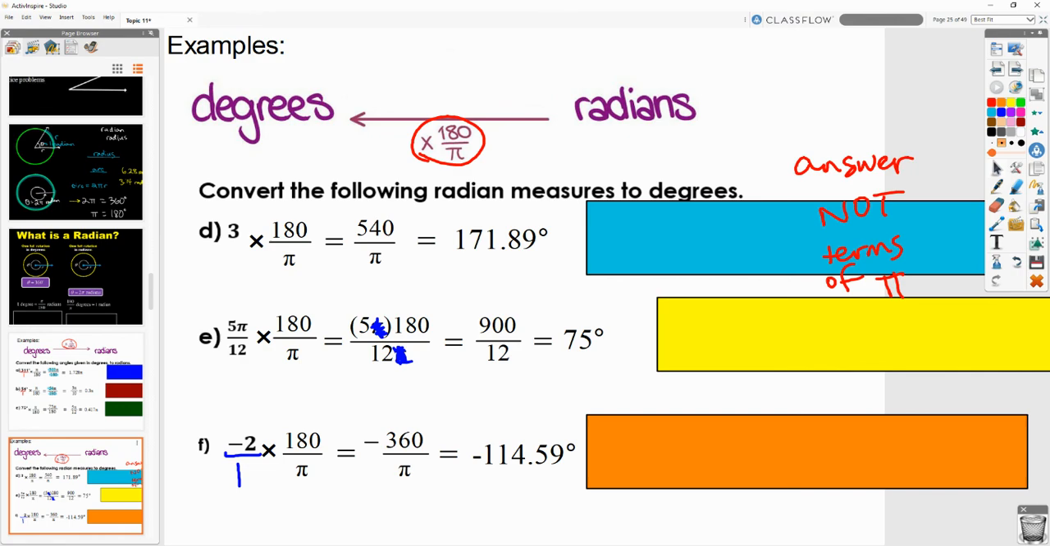I know a lot of that stuff at the beginning, with where did radians come from, can be kind of confusing. But I think the problems themselves, where you're just converting back and forth, are not that difficult, not that crazy.